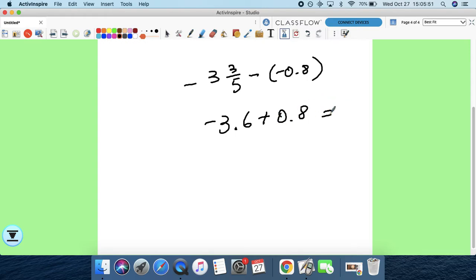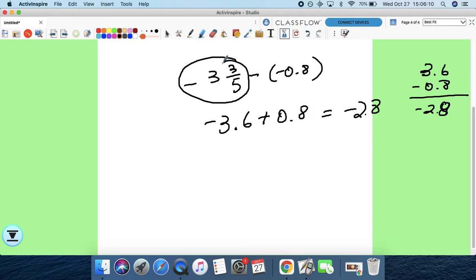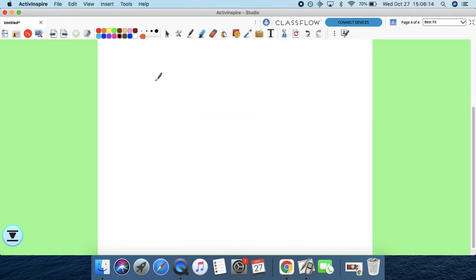Now, it's obviously going to be negative, the answer, right? And then we have to find the difference between 3.6 and 0.8, which is just simply 2.4. Sorry, 2.8, but negative. Okay, so it's not the adding or subtraction, right? It's where you may be able to see that you could have changed that into that.